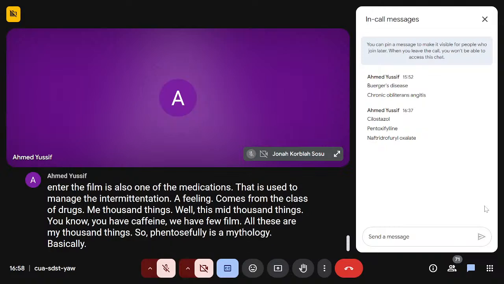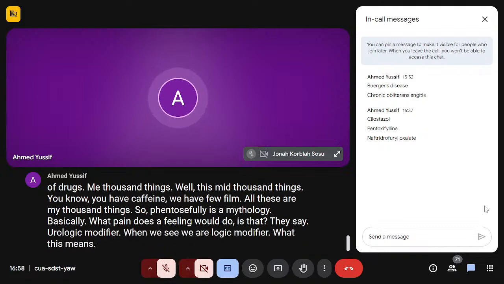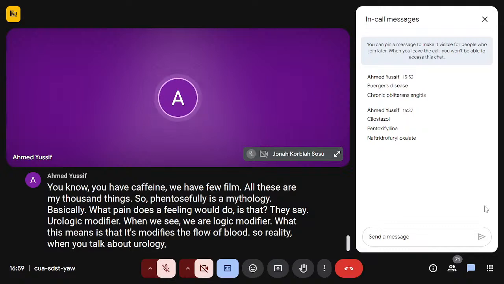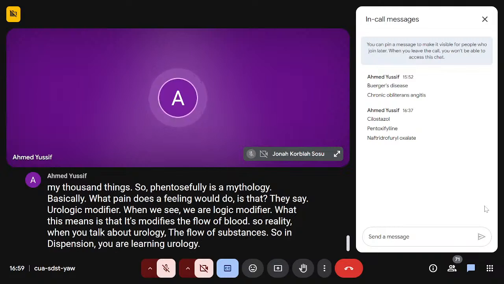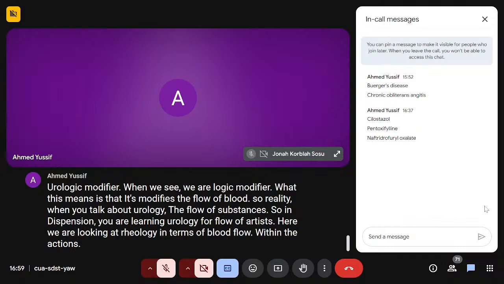And basically, what pentoxifylline will do is that it's a rheologic modifier. When we say rheologic modifier, what this means is that it modifies the flow of blood. So when you talk about rheology, it's the flow of substances. In your dispensing, you were learning rheology for flow of powders. Here we are looking at rheology in terms of blood flow within the arteries. So this drug is able to modify the rheology of blood.